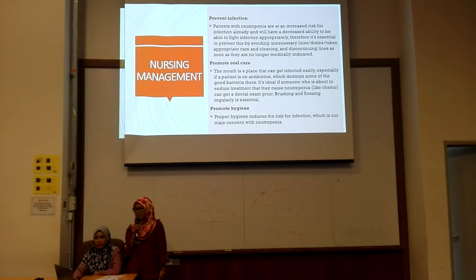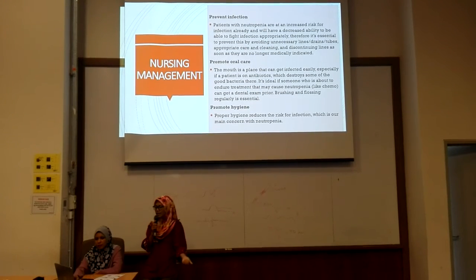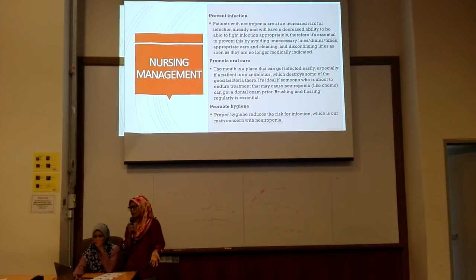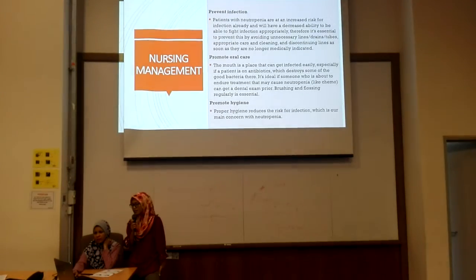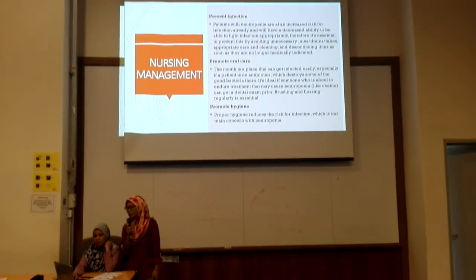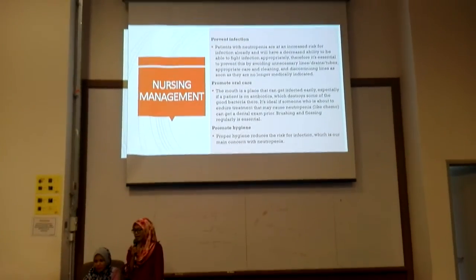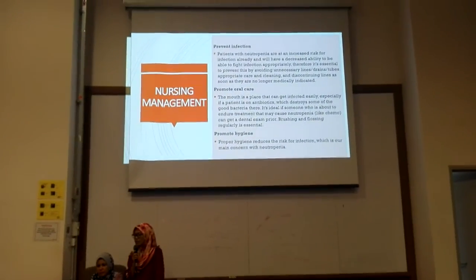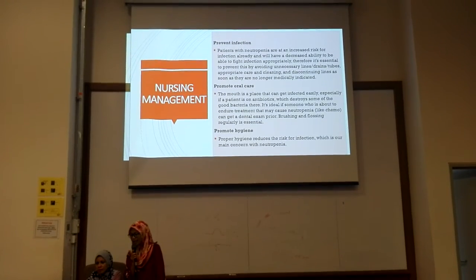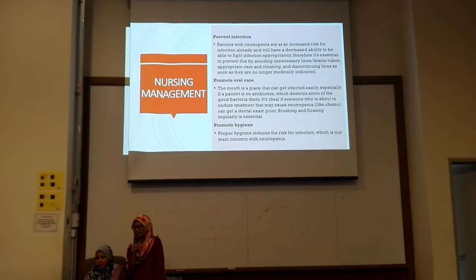So we go to nursing management, which is first we must prevent infection. Patients with neutropenia are already at risk of getting infection and have a decreased ability to fight infection appropriately. Therefore, it's essential to prevent this by avoiding unnecessary lines, drains, and tubes, with appropriate care and cleaning, and discontinuing lines as soon as they are no longer medically indicated.